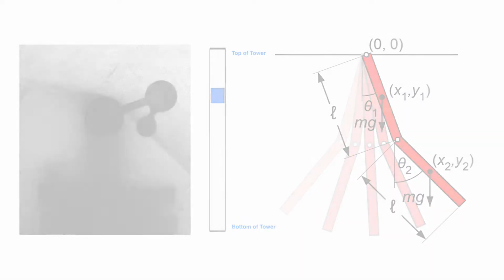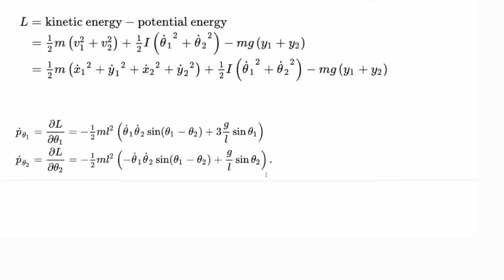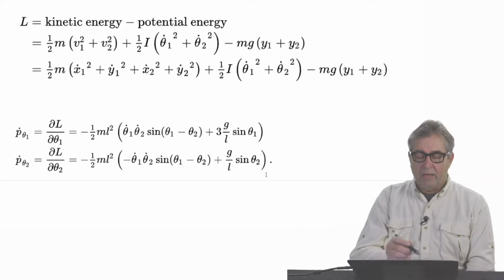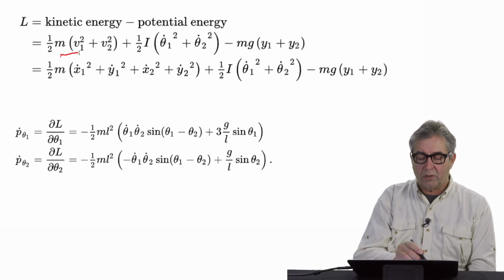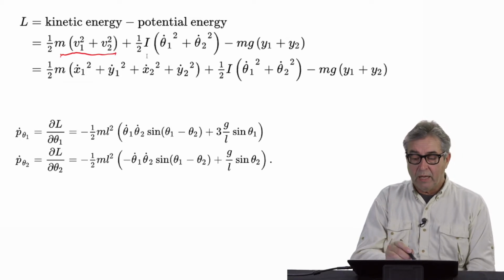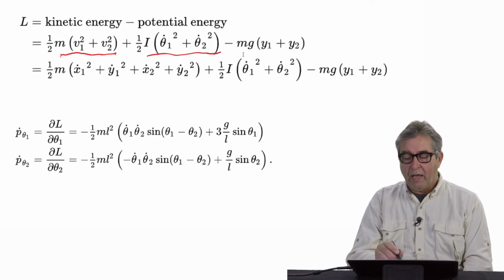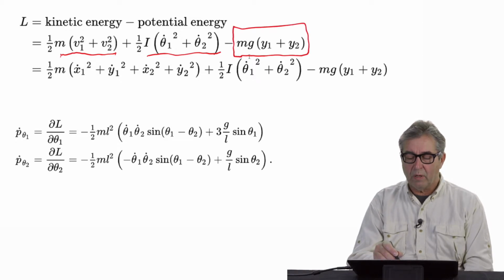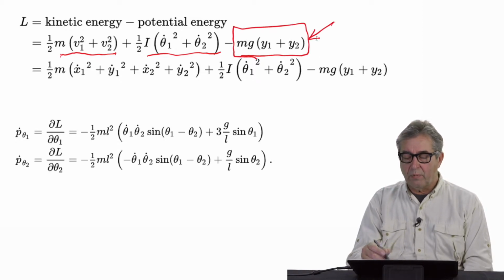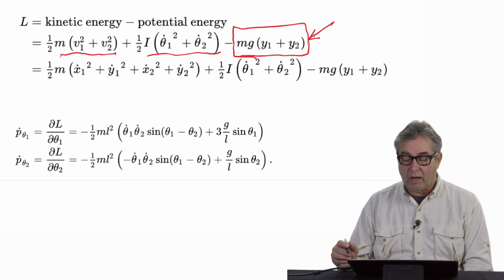Here's why. When we express the Lagrangian for this chaotic behavior, you can see that there are two terms in the Lagrangian, one kinetic energy and one potential energy, and the kinetic energy is expressed as translational kinetic energy and rotational kinetic energy for both pendulums, and the gravitational potential energy for each pendulum. This is the term that leads to chaos.